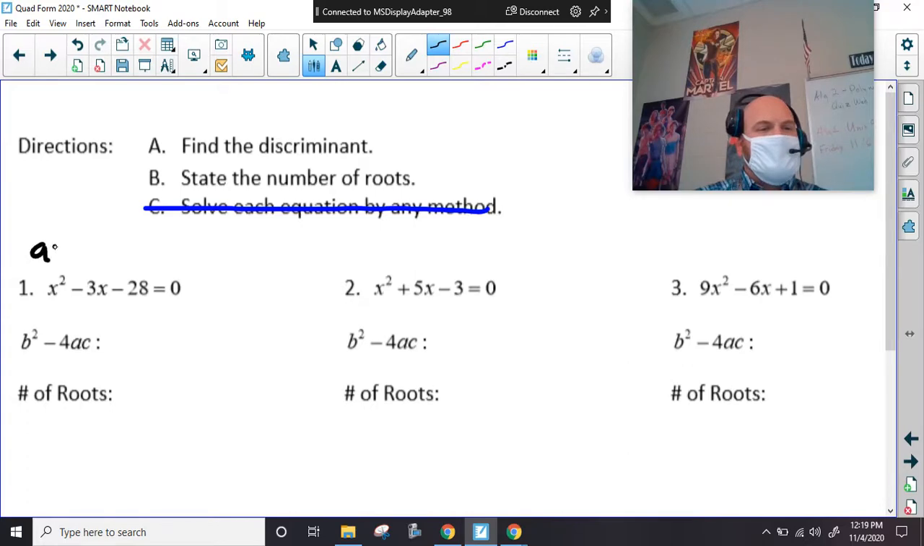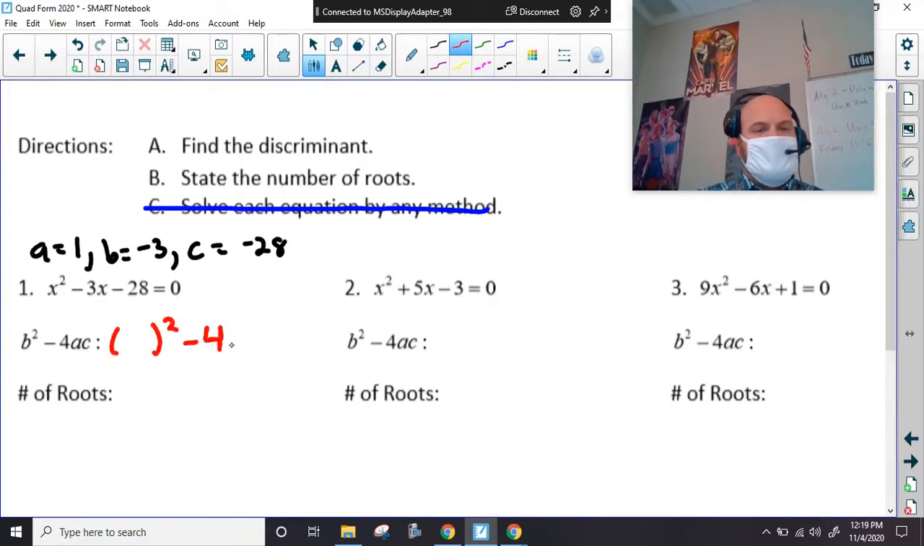Now, I would always pull out my values, that way I know what to plug in. All right, so negative 4. Now I'm setting it up like this again because this is how you'll type it in the calculator. So the -3, make sure the negative is on the inside of the parentheses, 1 and -28.